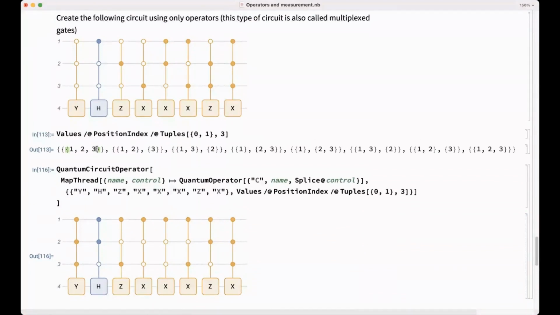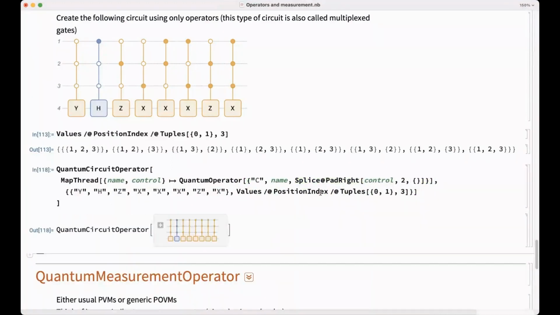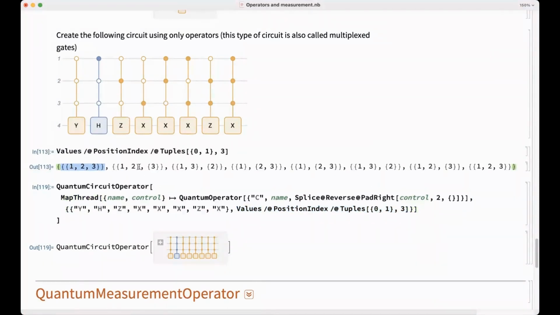So we screwed up. Maybe we should pad it with the empty one and then reverse it. But then reverse, weird. One, two. It's not quite reverse. What if I just swap this around? Why is this so hard?